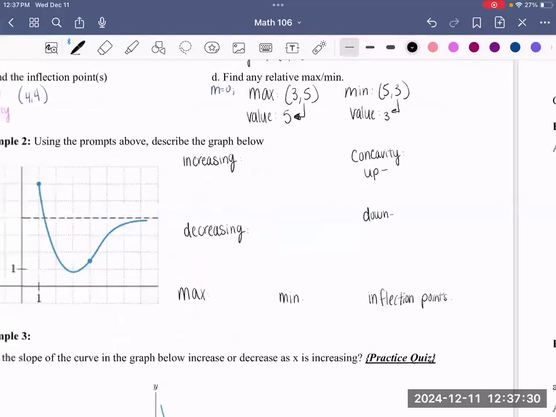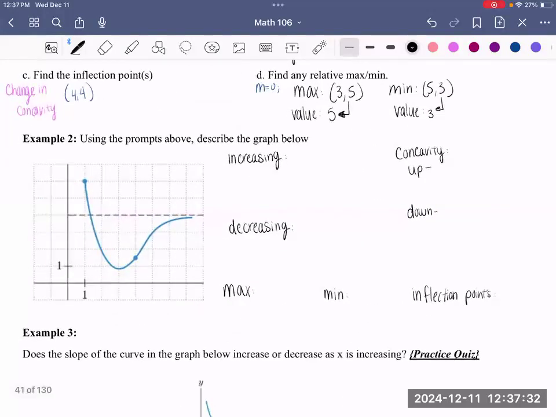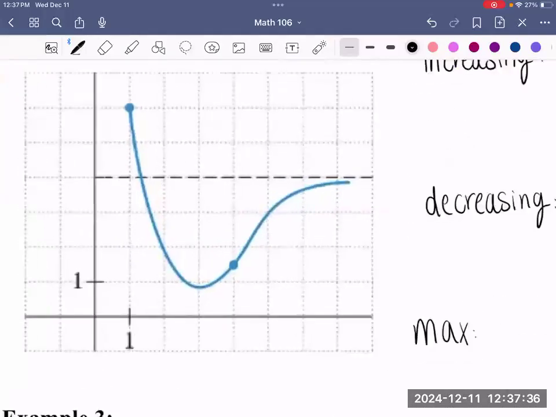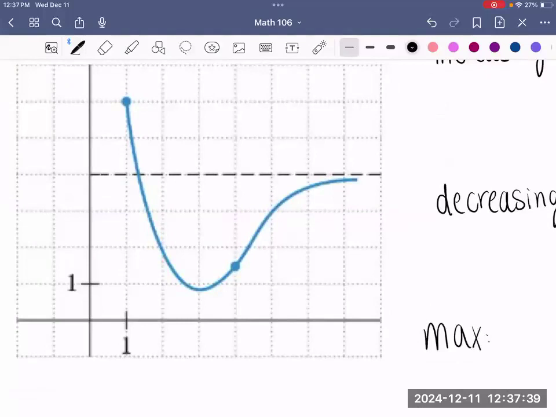So let's try and label those on your graph. Let's go ahead and see your increasing or decreasing. If I were to draw really quick some lines here, just some tangent lines in order to touch your graph, I'm just going to draw a few. There we go.